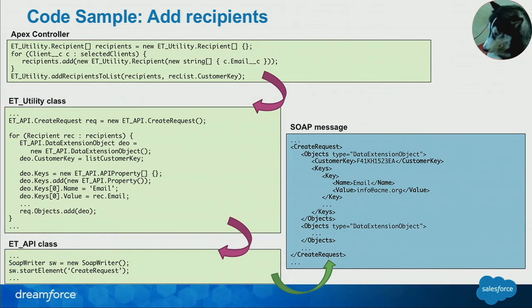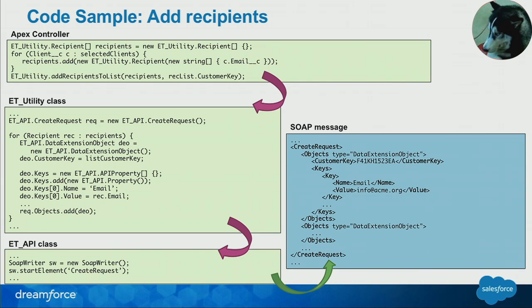So the next step is to add recipients into this data extension. Again, we start from the Apex controller. We create an ET utility recipients list. We add to this list all the clients that the user has selected, and then send it to the ET utility class. In the ET utility class, we create another create request, and for every recipient, we add a data extension object. A data extension object in ExactTarget terms is a row in a data extension.